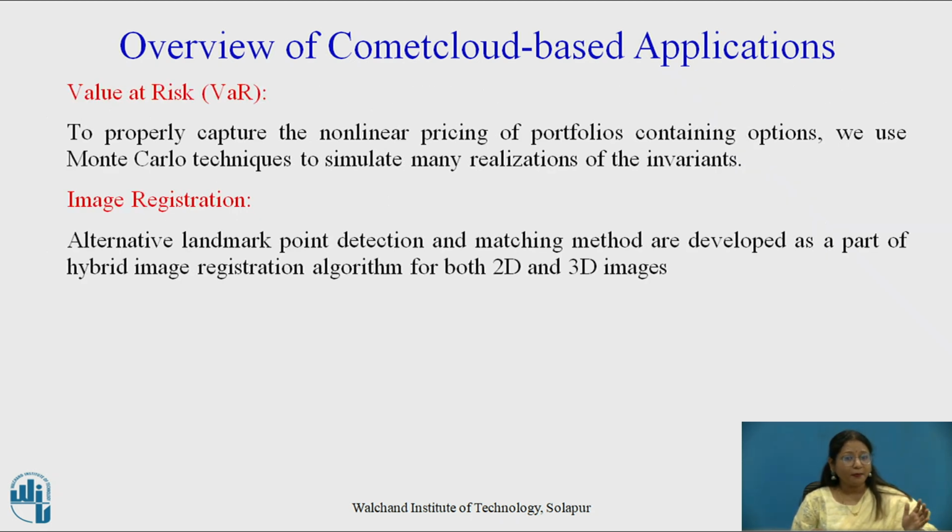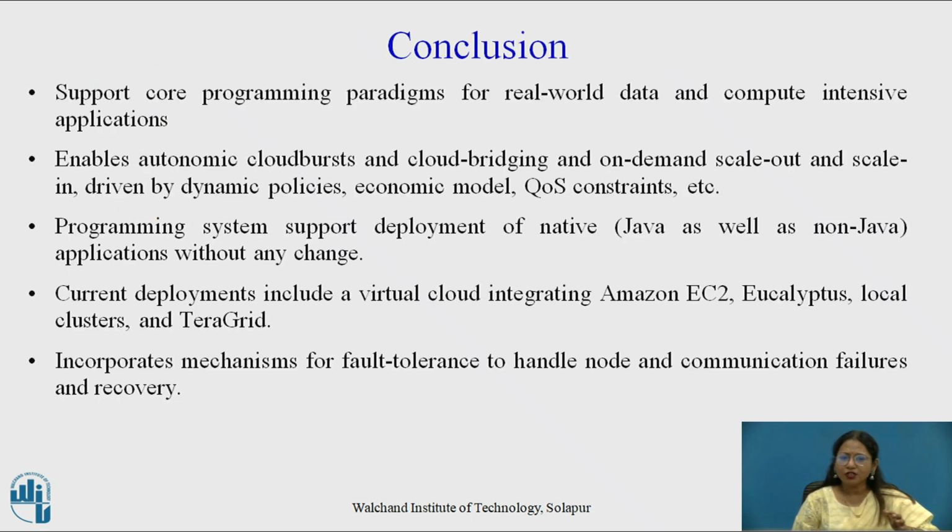So, overview of a CometCloud-based application: value at risk and image registration. So, this is the conclusion. It supports a core programming paradigm and enables autonomic cloud bursting and cloud bridging. The programming system supports deployment of native applications without any change. Current deployment includes virtual cloud integration, Amazon EC2, etc., and incorporates mechanisms for fault tolerance to handle node and communication failures and recovery.